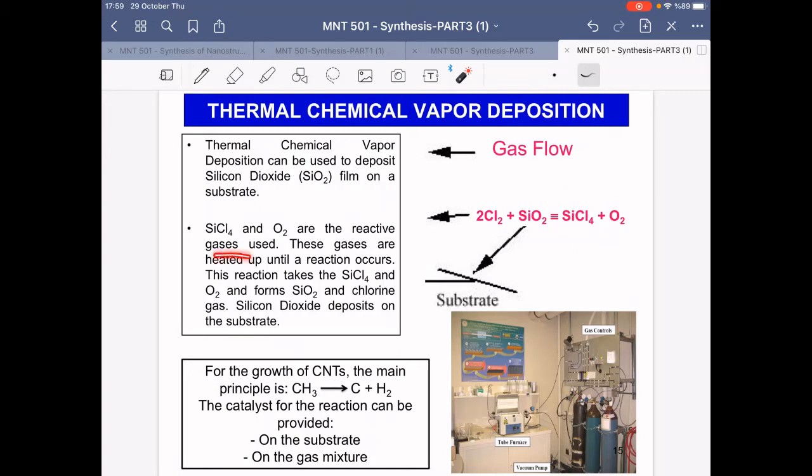The reactive gases are used. These gases are heated up until the reaction occurs. This reaction takes these precursors and forms my product and chlorine gas; the silicon dioxide deposits on the substrate.